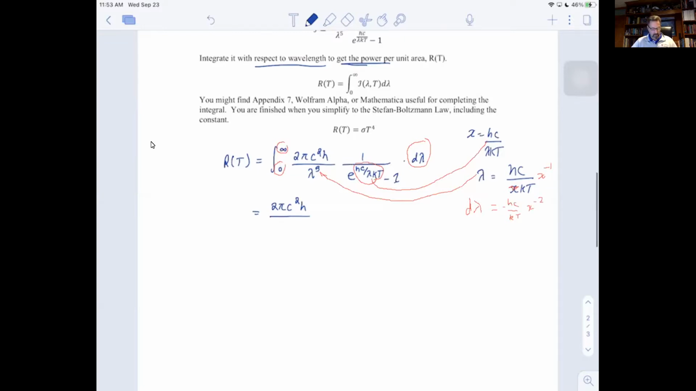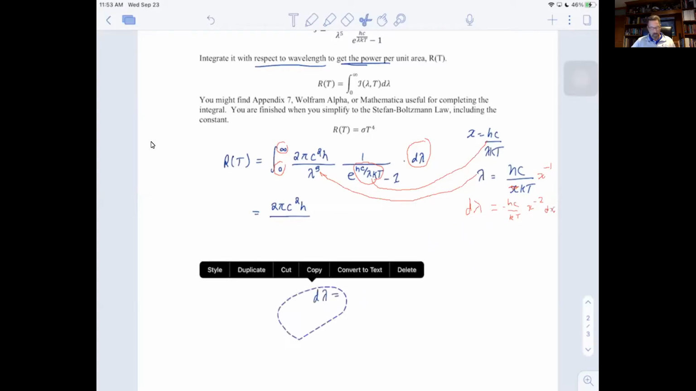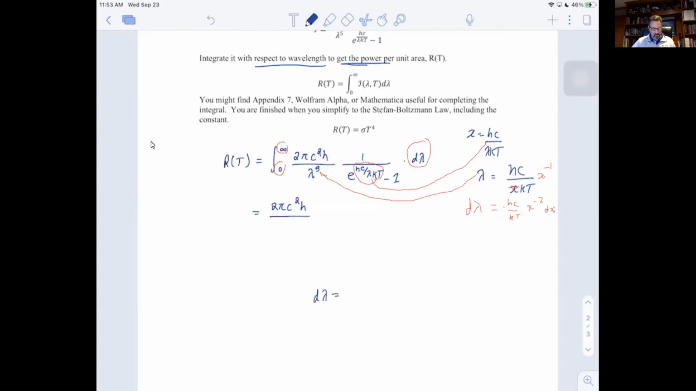Yes. How did I do there? And then with a dx. Now, did I do something wrong there? Something doesn't look right. It's definitely lambda.